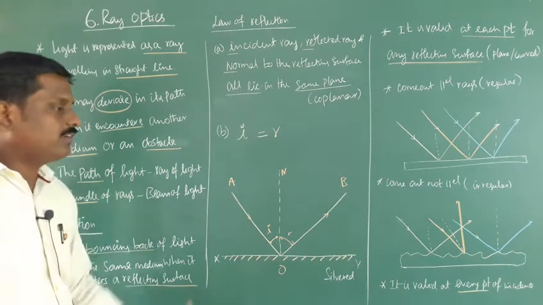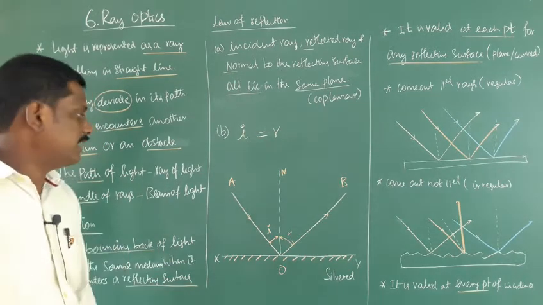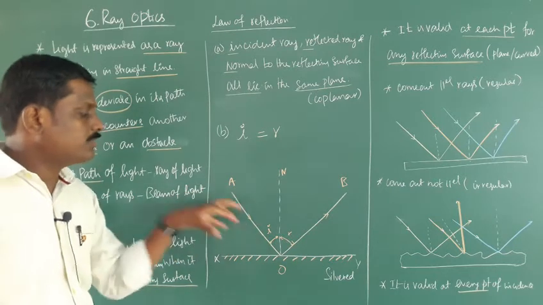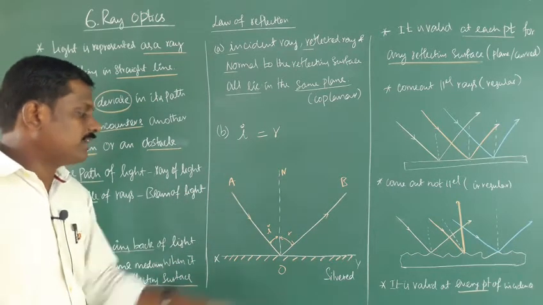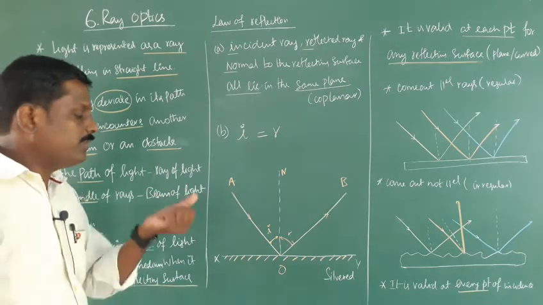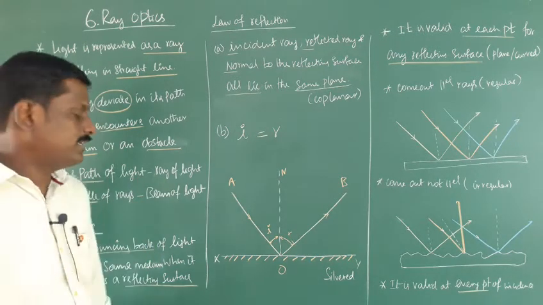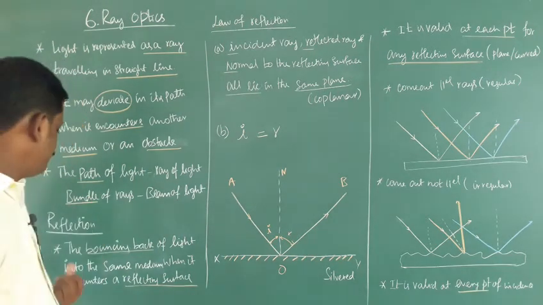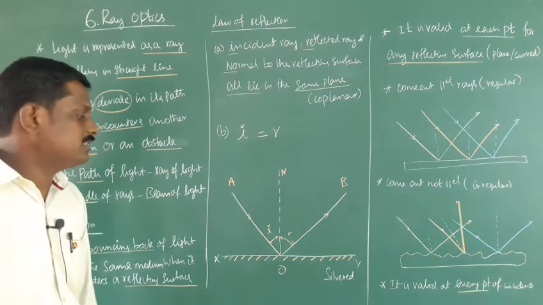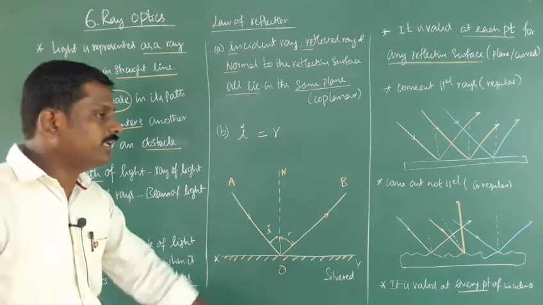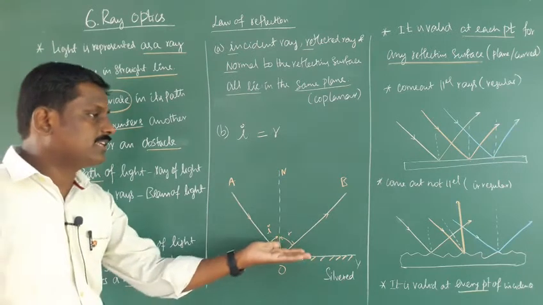The path of light, AO, is a ray of light. Similarly, many rays of light together form a bundle of rays, that is a beam of light. The beam of light that comes from our torch light is a bundle of rays. Then reflection.